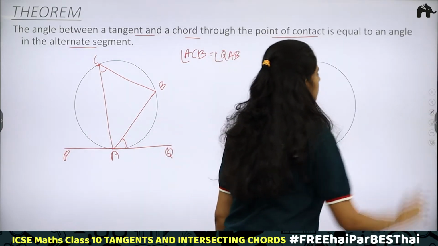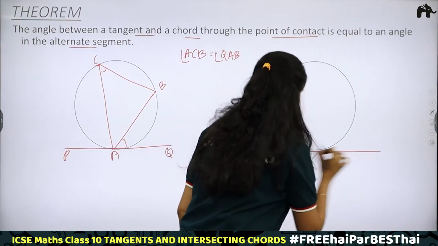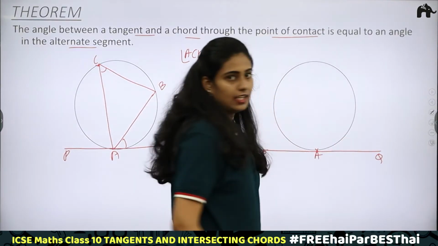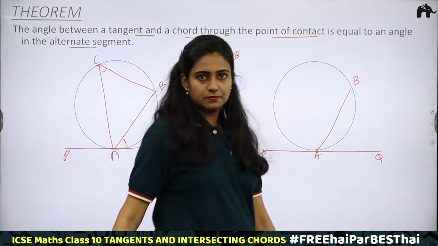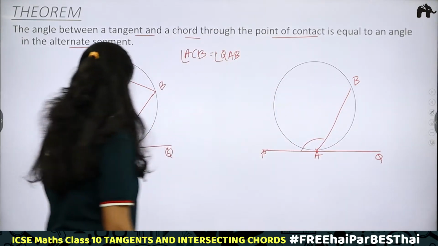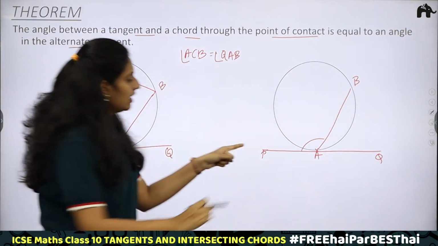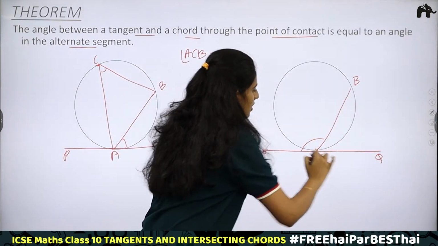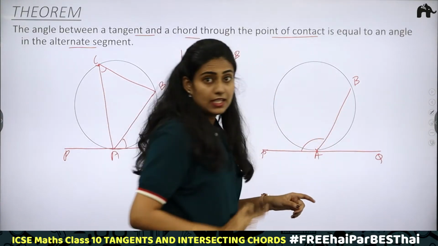Now I am taking another circle. Again, we'll consider the tangent PQ, point of contact A. We have the chord AB. Now, here we have a bigger angle. Here in the earlier case we considered the smaller angle, that is the angle formed between the tangent and chord. Again, this is also an angle formed between tangent and chord. Here we have the tangent and this is our required chord. This is an angle which is greater than 90 degrees. Now we have taken this bigger angle.